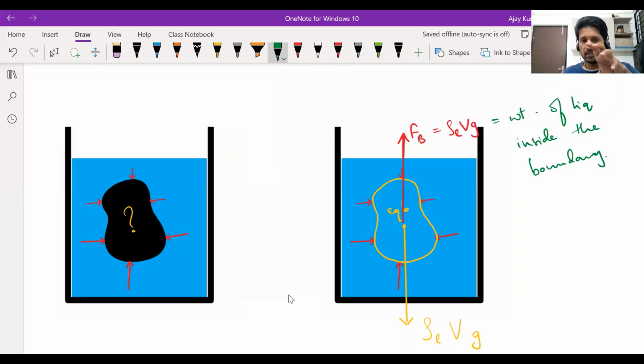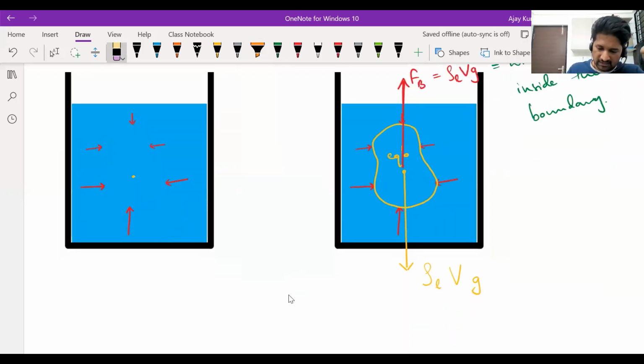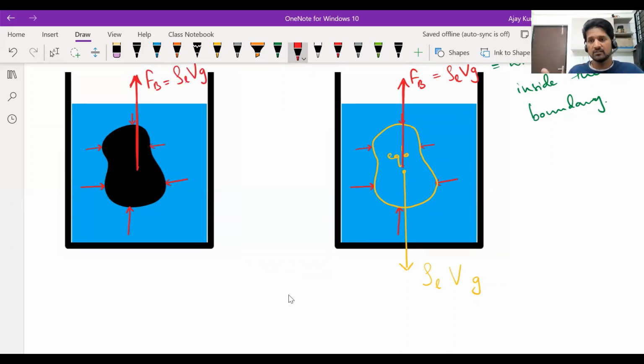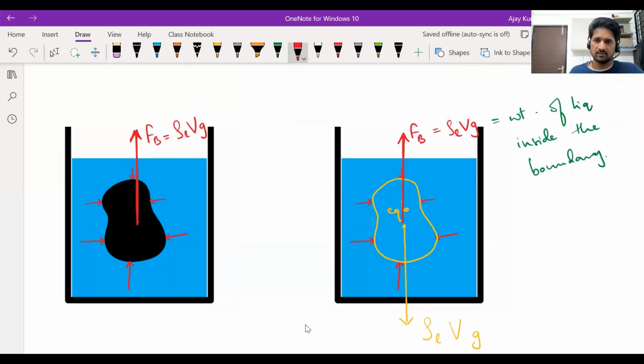Okay. Now instead of liquid, if you have something else inside the boundary also, the force distribution is the same. Means the resultant of those red vectors will still be the same. Therefore, in this case also, the buoyant force will be density of liquid into volume displaced into g. That is nothing but the weight of the liquid displaced.